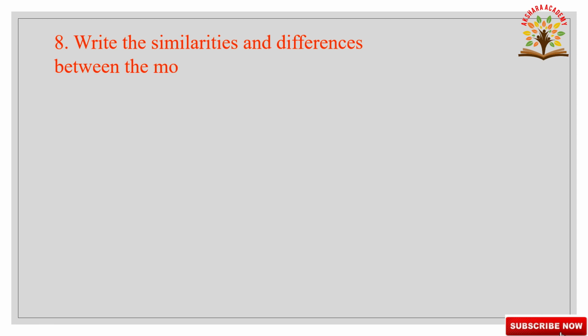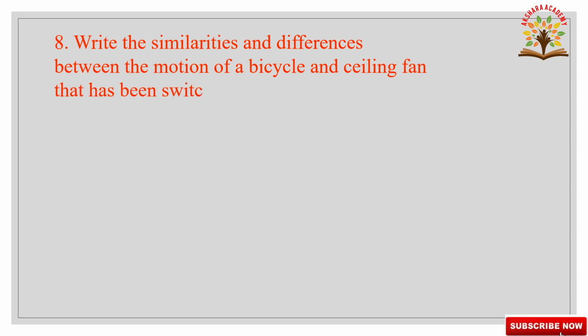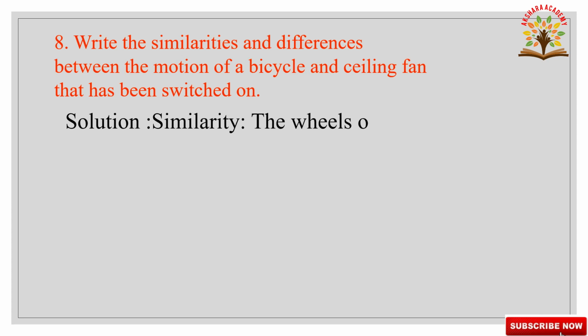Next, go to the next question. That is the eighth question. Write the similarities and differences between the motion of a bicycle and a ceiling fan that has been switched on. So in this question they are asking for similarities and differences between the motion of a bicycle and a ceiling fan that has been switched on. The condition is the on condition.